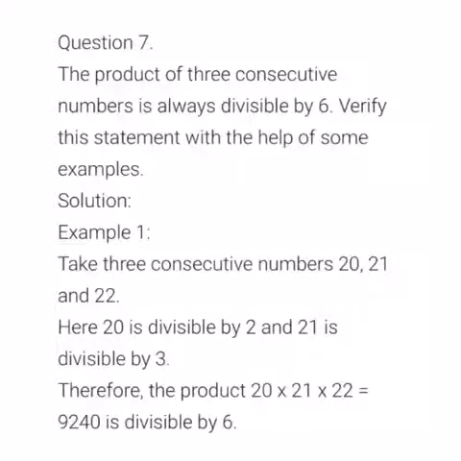Consecutive, children, here consecutive means continuous numbers. So first we will take one example. Take three consecutive numbers, that is 20, 21 and 22. So here 20 is divisible by 2 and 21 is divisible by 3. Therefore the product of 20 multiplied by 21 multiplied by 22 is 9240, which is divisible by 6.